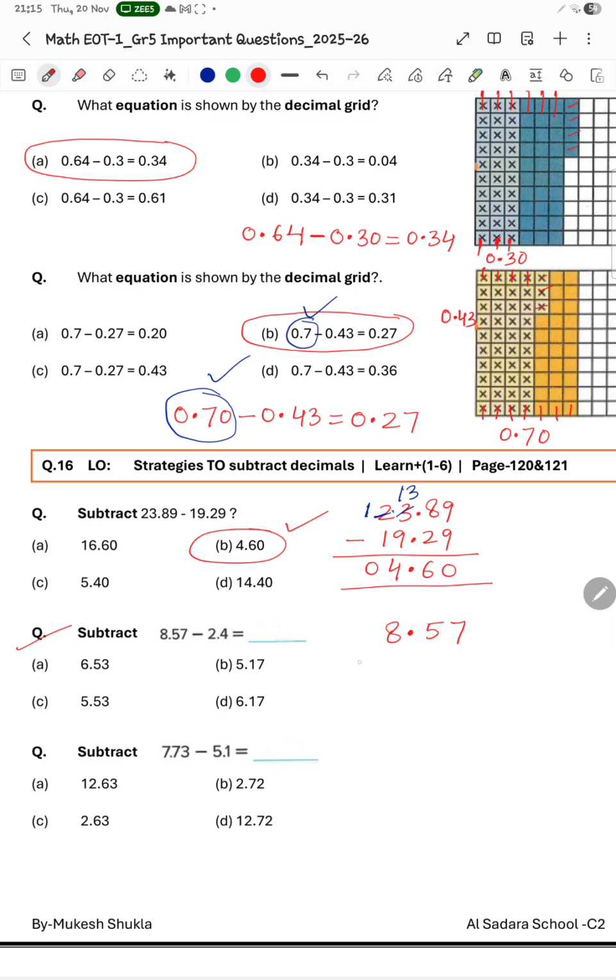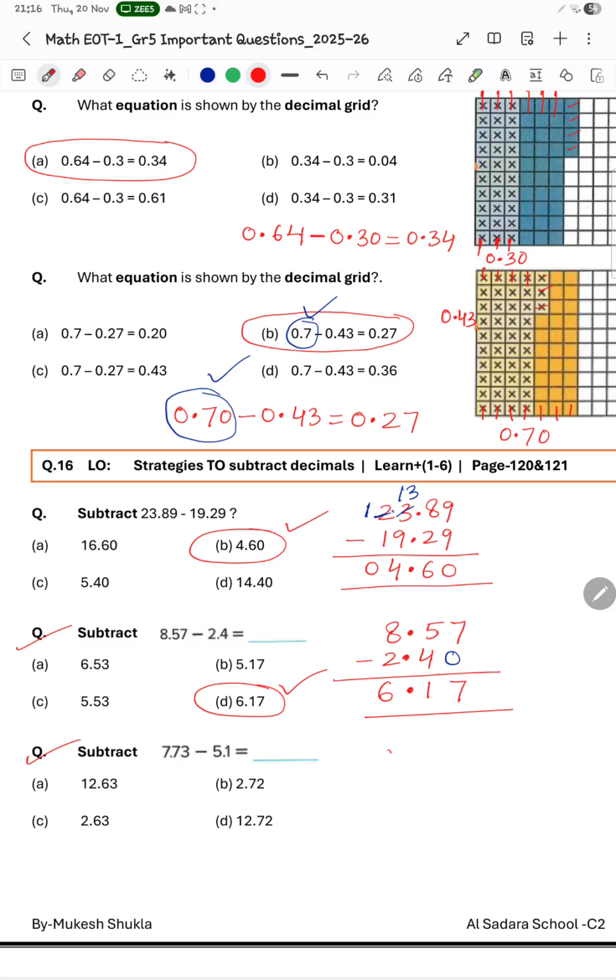8.57 minus 2.4. Be careful. Okay. No number here below 7. So I will put 0 from my side. And now I will subtract. 7 minus 0 is 7. 5 minus 4 is 1. And 8 minus 2 is 6. So my correct answer is 6.17. Option D is correct.